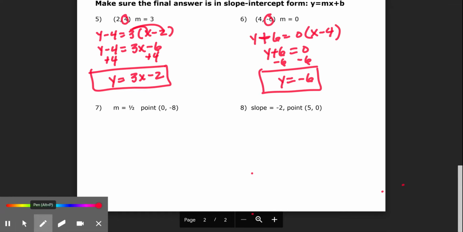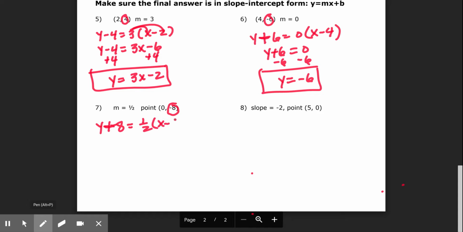All right, number 7, you have this number, negative 8, goes first. So y minus a negative 8 is going to become a positive 8. Your slope is 1/2, and then x minus 0. So y plus 8 equals 1/2 times x is 1/2 x, and 1/2 times 0 is just 0. Now, if you want to have a holding place so that when you subtract 8 from both sides, you are welcome to do that, just so you'll have a place to put that 8.